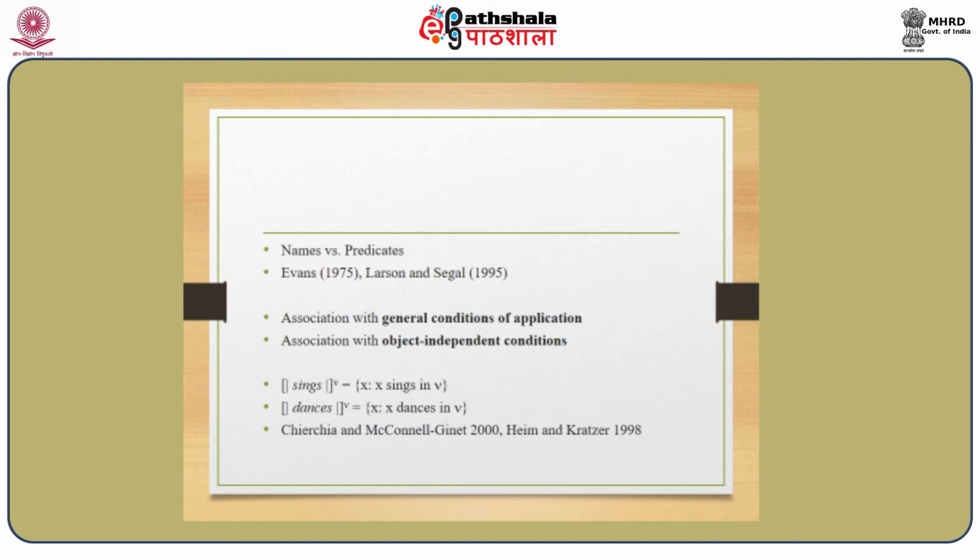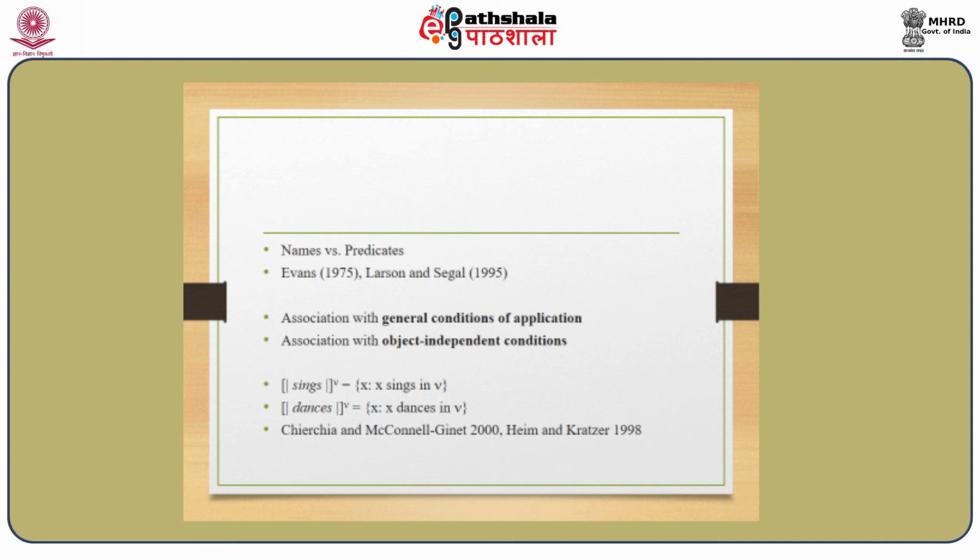This is to be contrasted with proper names, which are associated with singular conditions of application. That is, they are associated with one and only one object. This is in fact guaranteed in our semantics when we say that the semantic value of a proper name is an object. The second property that distinguishes predicates from proper names is that they are associated with object-independent conditions.